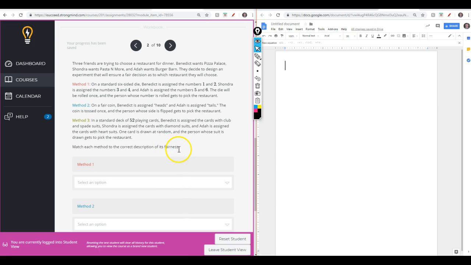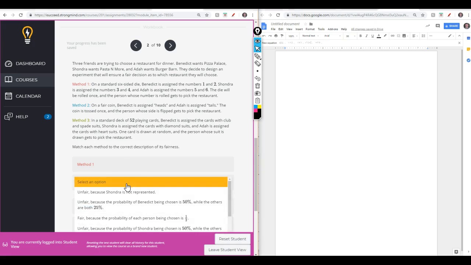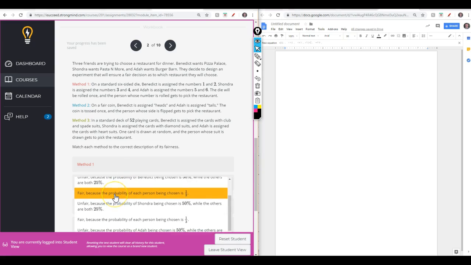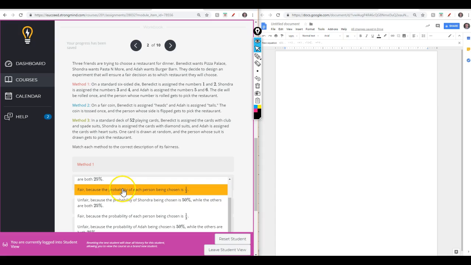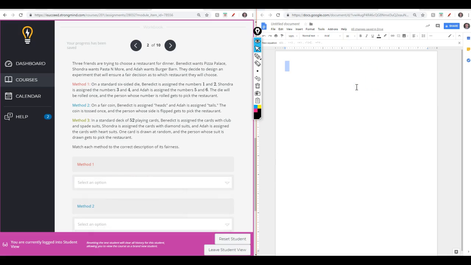Okay, fairness means that they all have an equal chance of being selected. So like in method 1, they each had 2 numbers assigned to themselves out of the 6, so they each had 2 out of 6, so that was fair. So fair because of probability, okay, so they want to know the probability. So probability of being chosen with method 1.